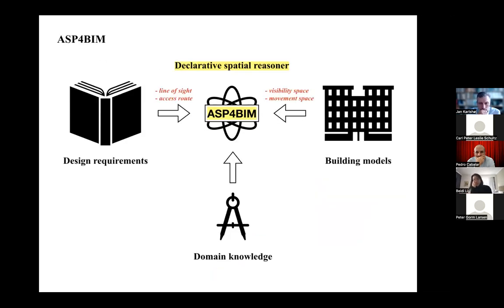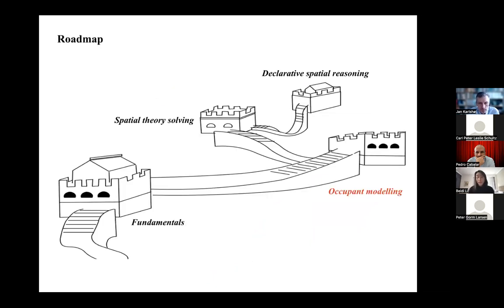Right. So now that we talk about design requirements and building models, some concepts like line of sight or access route will be mapped to enhanced building objects such as visibility space and movement space. So I will now be talking about occupant modeling. How do we do that on a very concrete case study?